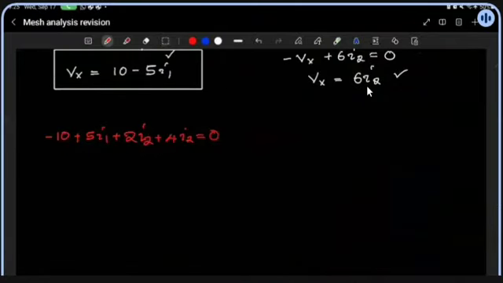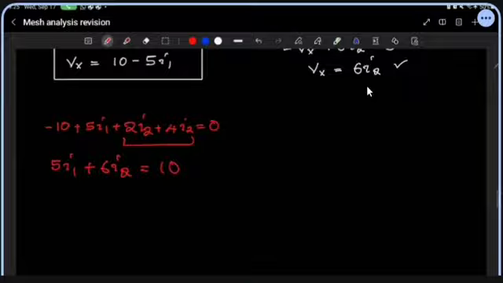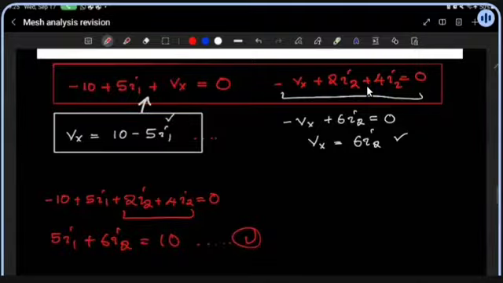So here we see that I2 here, these are like terms, that will be 6. So 10 goes to the right, becomes positive. We have 5I1 plus 6I2 is equals to 10. This is the expression that we have. Let's hold on to this as 1. Or we can say this was 1, and this was 2, and so that this is 3.